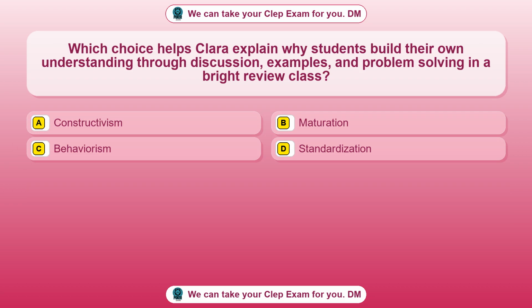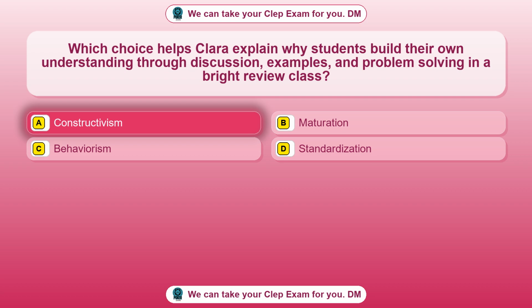Question 46. Which choice helps Clara explain why students build their own understanding through discussion, examples, and problem solving in a Bright Review class? Option A, constructivism. Option B, maturation. Option C, behaviorism. Option D, standardization. The correct answer is option A, constructivism.